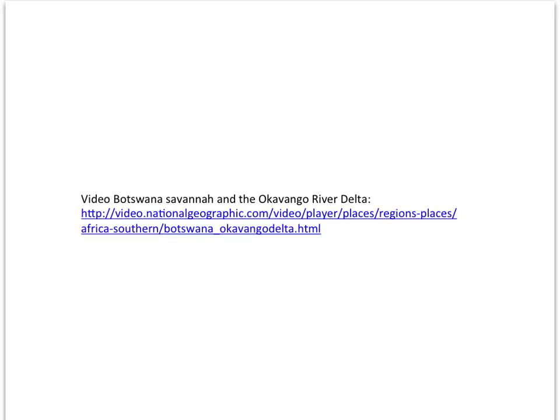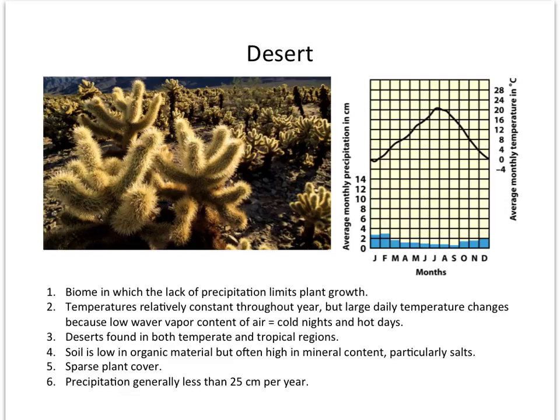And finally, we have the desert biomes, as the name suggests. Very little rainfall throughout the year. In fact, you're going to probably get in most of them less than 25 centimeters throughout the year. The temperatures can vary. It can be hot throughout the year, or it can be warm in the summer months and cool in the winter months. Deserts are found in both temperate and tropical regions.